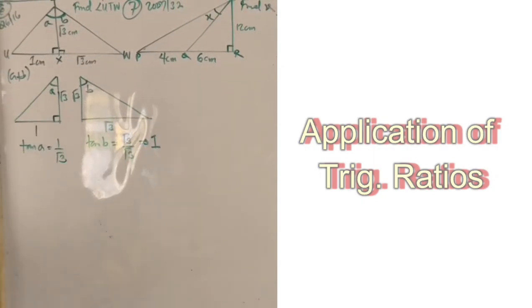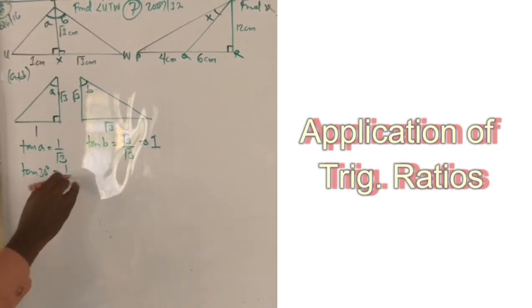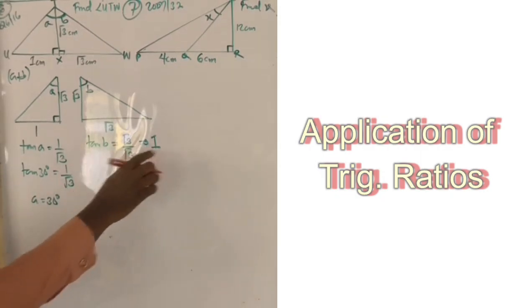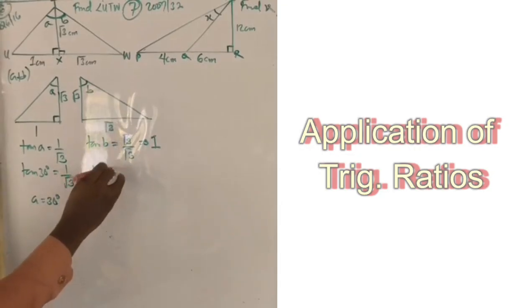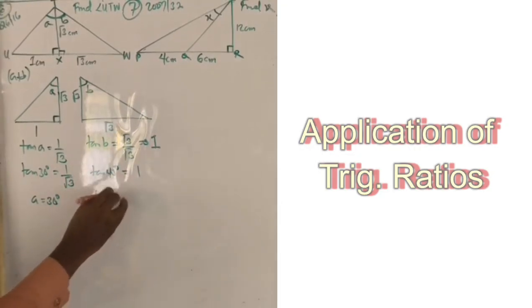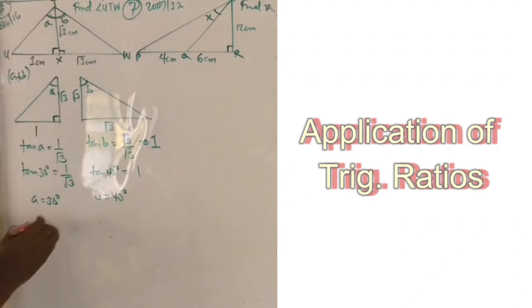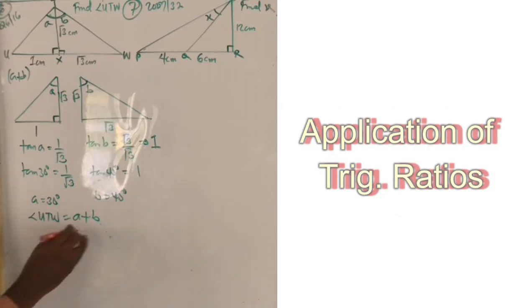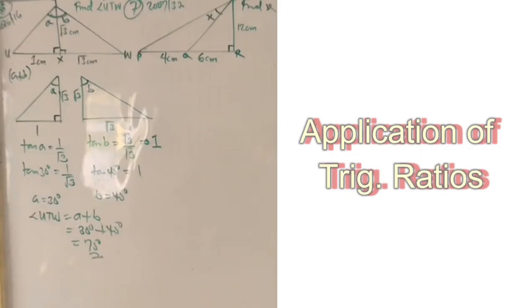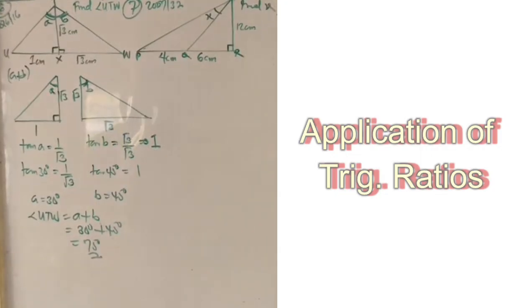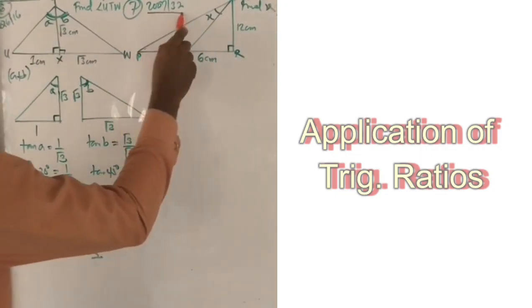This is why you have to know special angles. Tan what will give us 1 over root 3? It's actually tan 30. Tan 30 degrees will give you 1 over root 3. So it means our A is what? 30 degrees. Also, tan what will give us 1? It is tan 45 degrees. So it means B equals what? So the total angle, which is A plus B, that's angle UTW, equals 30 plus 45. Final answer is what? 75 degrees.